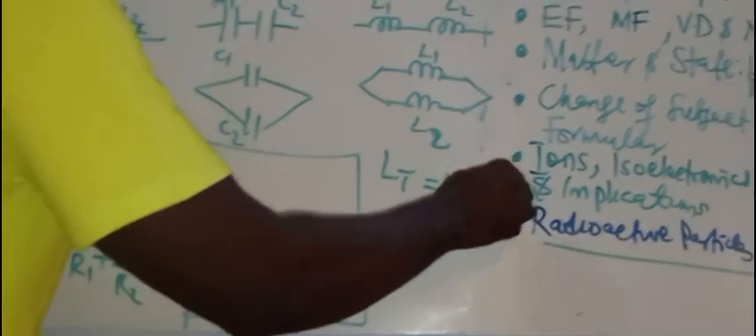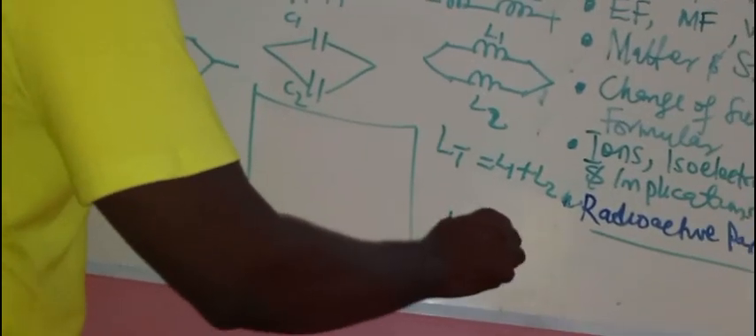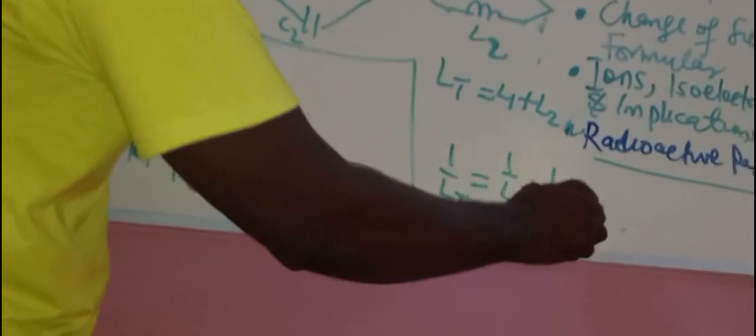Now, the same thing applies. I will leave this place now and jump to inductors. Inductors in series are computed the same way you compute resistors in series. So total inductance is L1 plus L2. In parallel, it will be 1 over LT equals 1 over L1 plus 1 over L2.